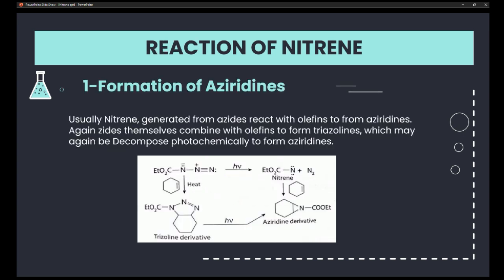Formation of aziridines. Usually, nitrene generated from azides reacts with olefin to form aziridines. Again, azides themselves combine with olefin to form triazolines, which may again be decomposed photochemically to form aziridines. In the first, we apply photolytic conditions; in the second, we apply heat and get the triazoline derivative, and by applying the photolytic condition we get the aziridine derivative.